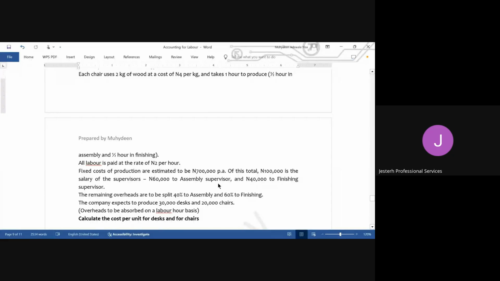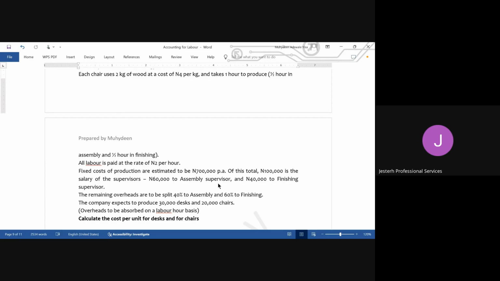Now, they go further and tell us that 100,000 naira is the salary of the supervisor. Now, from this 700,000, they have told us that we are removing 100,000 naira from it to settle the supervisors, those people that will be supervising the people that will be carrying out those productions.